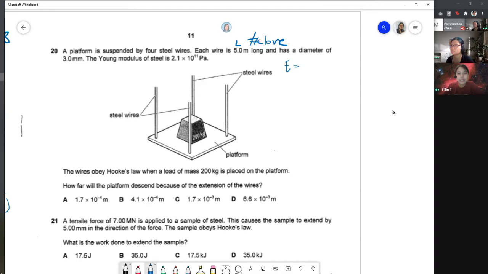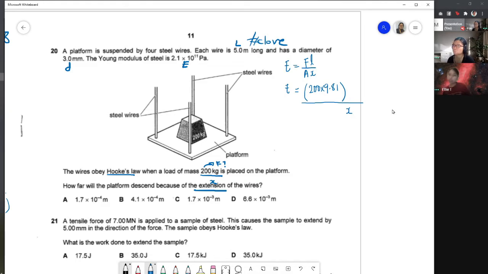Young modulus E, diameter D. Then you think, what formula to use? The wire obeys Hooke's law. When a load of 200 kg is placed on the platform, this will be related to your load F. How far will the platform descend because of extension? So they're asking you what's the total extension. You can already start thinking about the load, the force, but are we going to put the whole 200 kg there? Let's think about it.